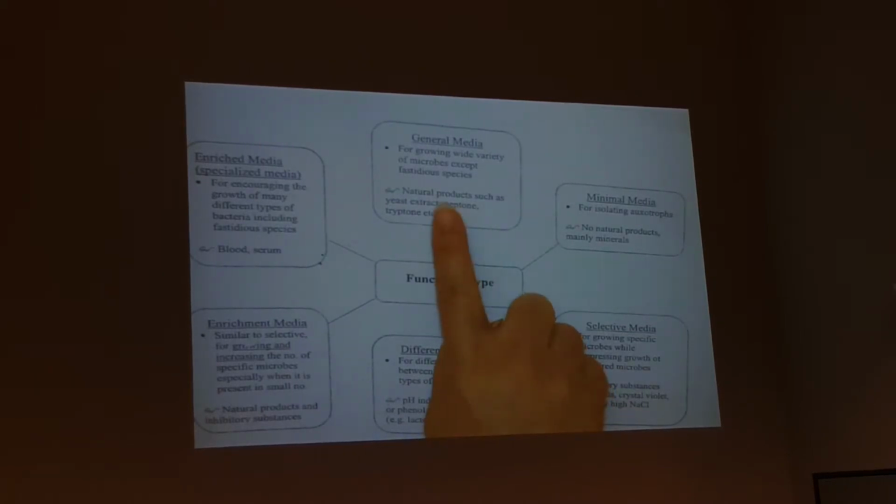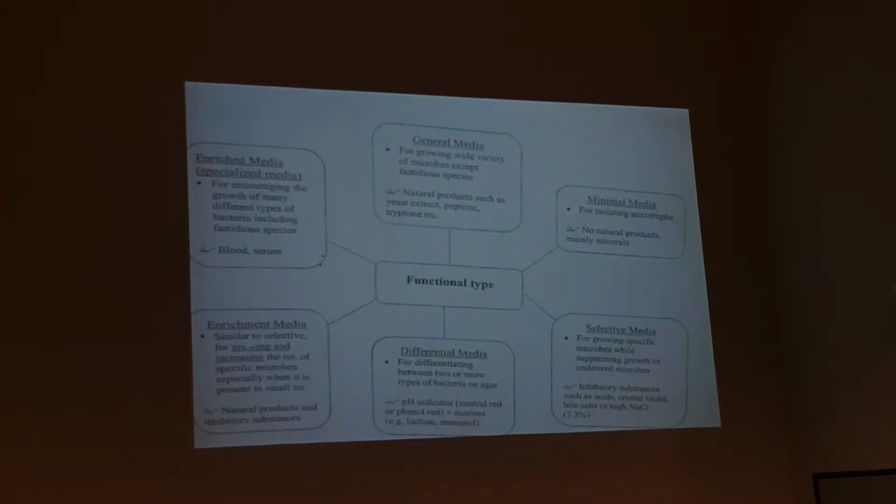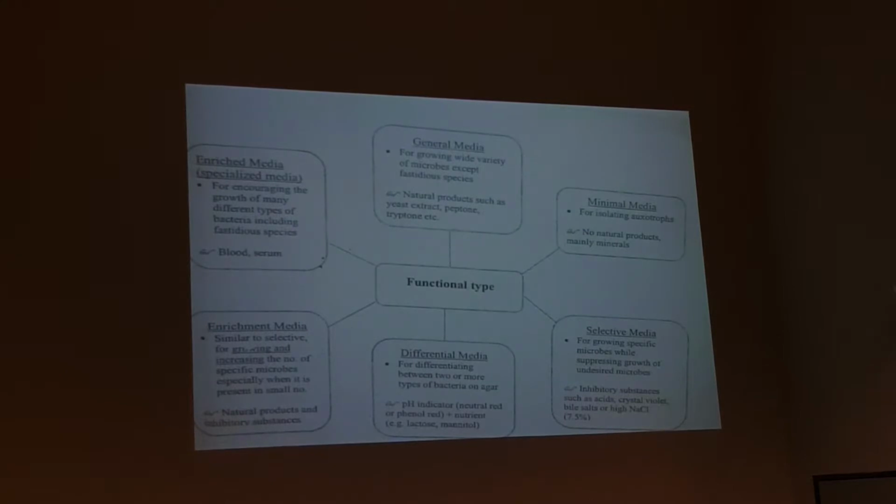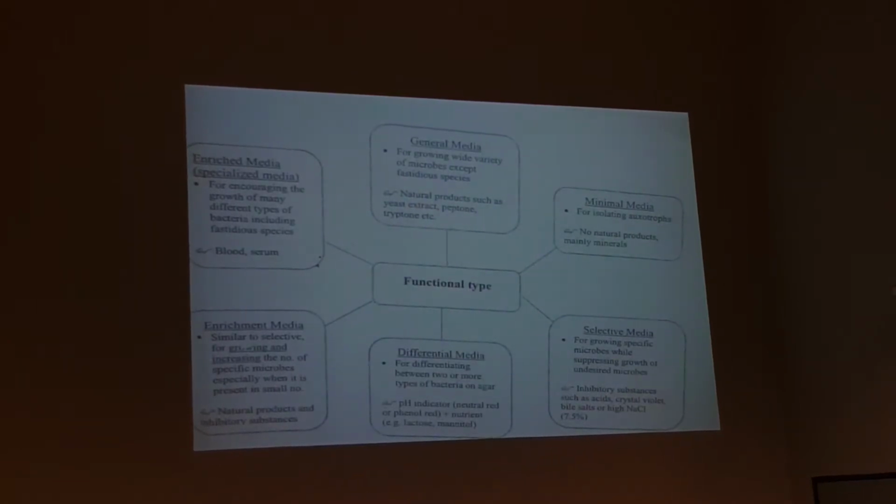That's why general media cannot be used to grow fastidious organisms. The word fastidious means very fussy, like a vampire that needs to suck blood. So it needs the complex growth factors from the blood and serum to grow. Usually fastidious organisms are those that can infect you, can cause infection, because they need the iron and certain growth factors in the blood or serum to grow.